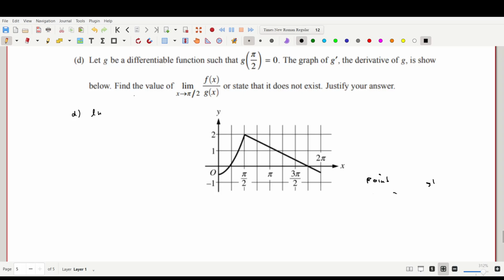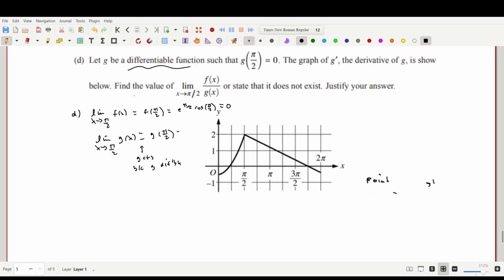It's actually kind of annoying. You've got to do the limit as x goes to pi over 2 of f of x. Well, F is continuous. That's just f of pi over 2, which I think we saw is going to be 0. It's e to the pi over 2 cosine pi over 2, which is 0. And then the limit as x goes to pi over 2 of g of x. You do need to write down these limits, otherwise L'Hopital's is not justified. G is differentiable, so it's continuous. It is just g of pi over 2, and that's 0. Cool. So it's 0 over 0, so I can use L'Hopital's.